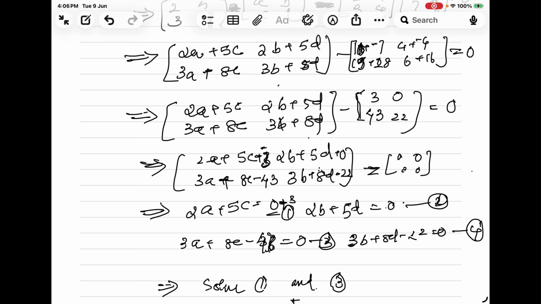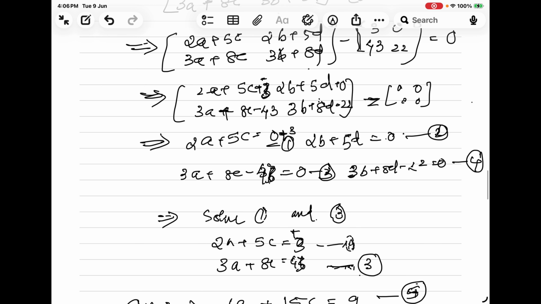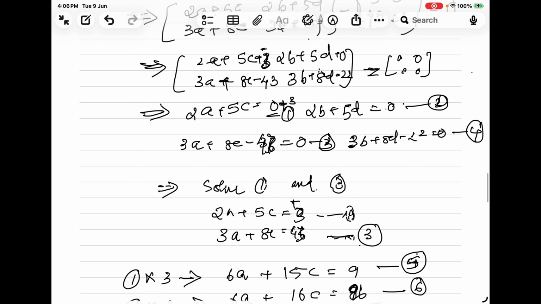So 2a plus 5c equals 3. 2b plus 5d equals 0. 3a plus 8c equals 43. 3b plus 8d minus 22 equals 0. From these four equations, we want to find a, b, c, d. Solve 1 and 3: 2a plus 5c equals 3, equation 1, and 3a plus 8c equals 43, equation 3.